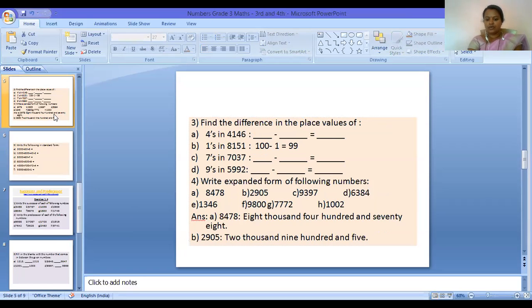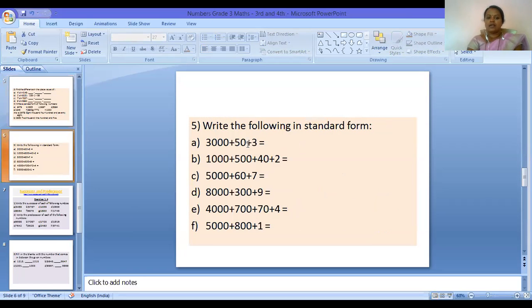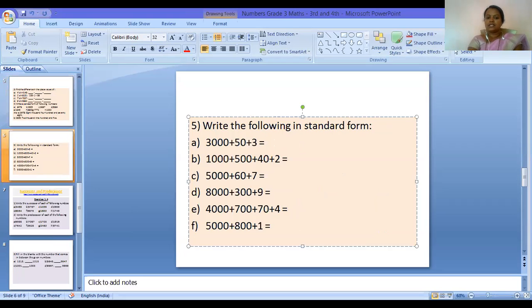So let us move on to the next line, writing the following numbers in the standard form. 3053. So 3000, we don't have anything in the hundreds place, so we are marking it as 0. Next we have 50 and 3. So 3053.